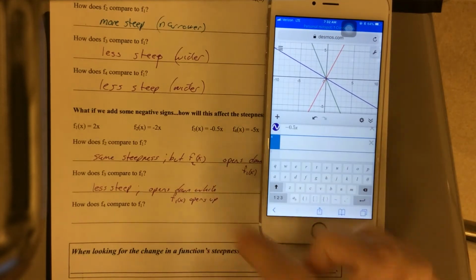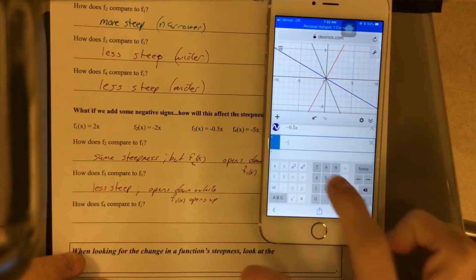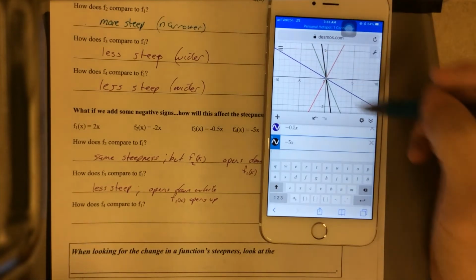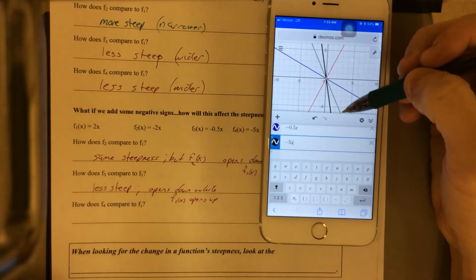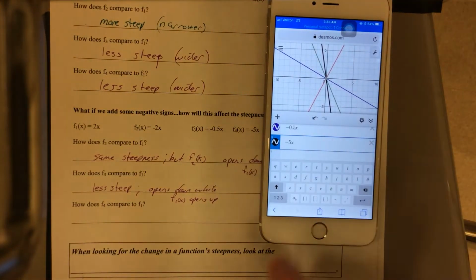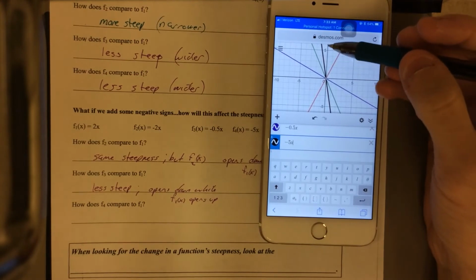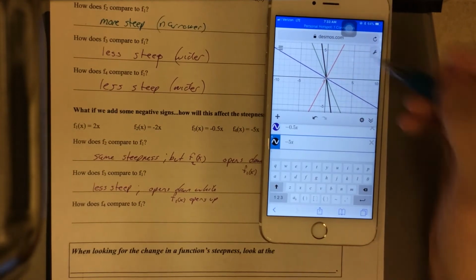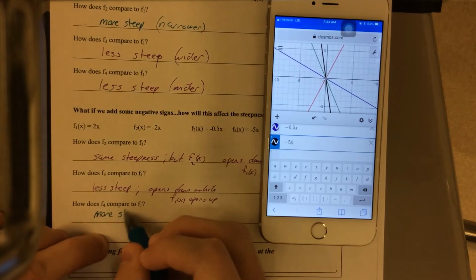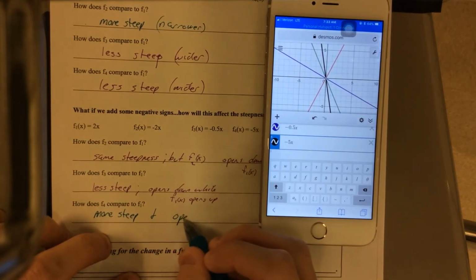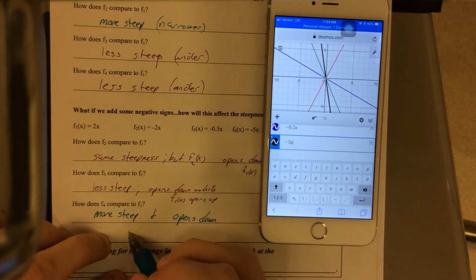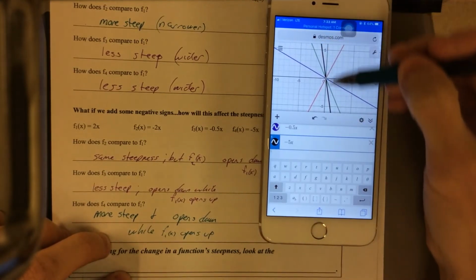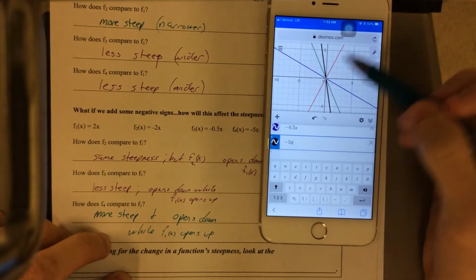How does F4 compare to F1? So you can see my F4 right there, it's the black one. Oh yeah, it is the black one, so that's why it's more steep. Sorry, I got lost. So hopefully you said it's more steep and opens down. That's the negative. While F1 of X opens up. So in other words, it's going down. It's decreasing. And then we're saying F1 is going up.